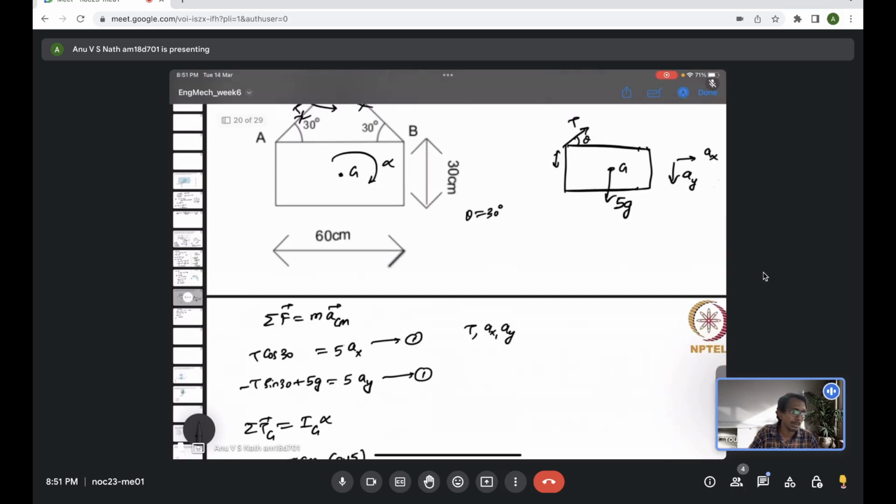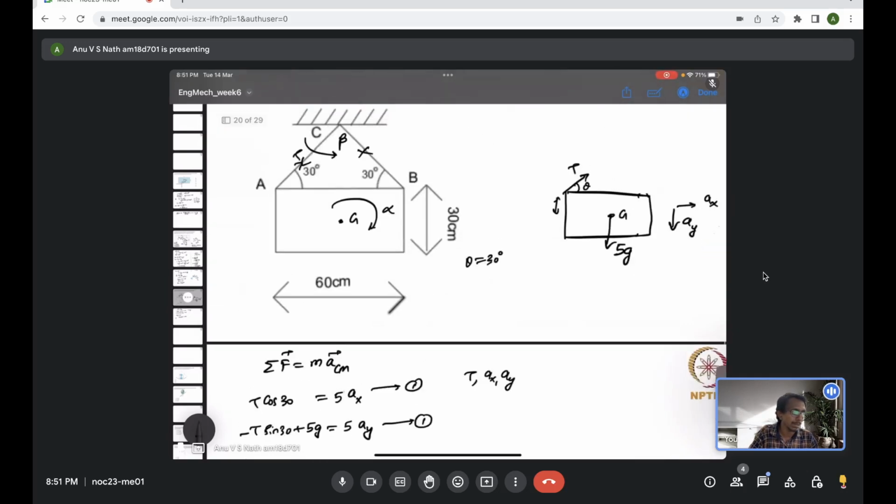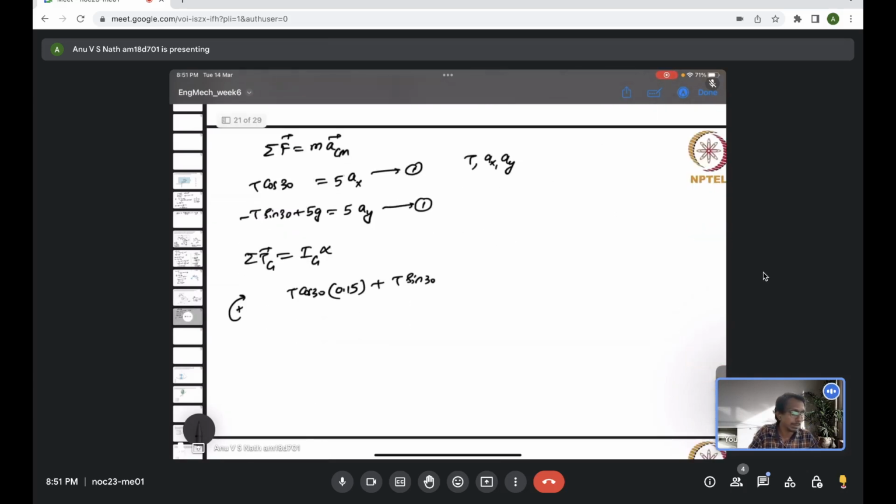Now again T sin 30 is also creating a clockwise moment. So T sin 30, but for that the moment arm is half of the 60 centimeter, that is this distance, which is 30 centimeter or 0.3 meter.